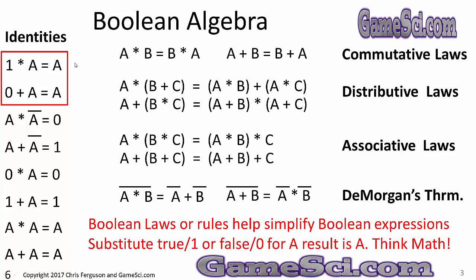Looking at this expression, 1 and A equals A. If A starts as 0, the result will be 0. If A starts as 1, the result will be 1. 0 or A equals A. Once again, if A is 0, the result is 0. If A is 1, the result is 1. This is called an identity. And when you simplify a Boolean expression like that, you can substitute A for the expression.